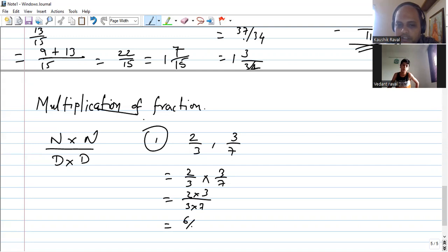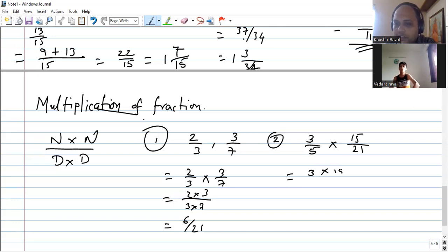2 times 3 is 6. 3 times 7 is 21. So it's 6 upon 21. Very good. Right. Another example. Let's see 3 by 5 into 15 by 21. Now what will you do? 3 into 15, 5 into 21. Now this is where it gets a little bit tricky. 45 upon 105. Very good.